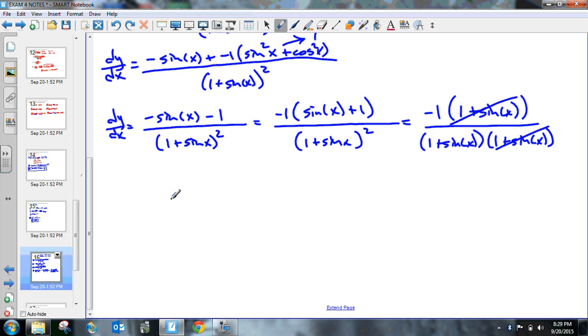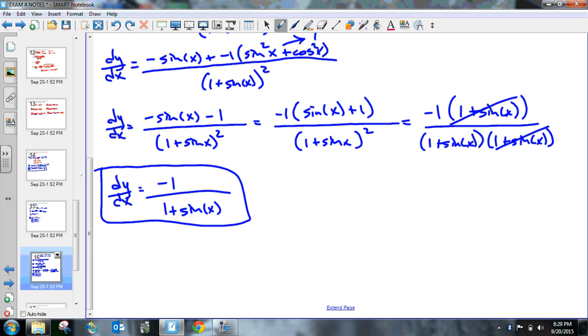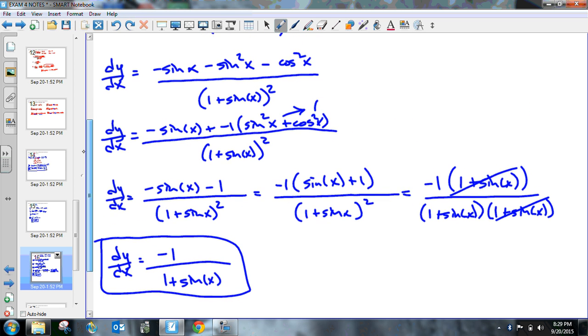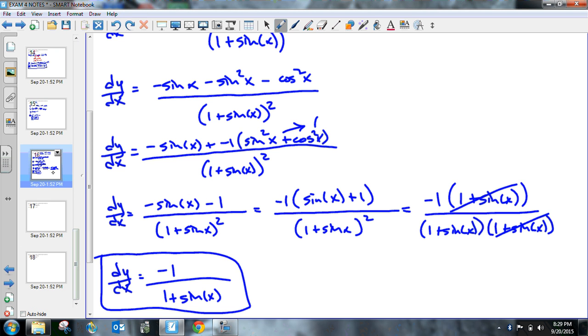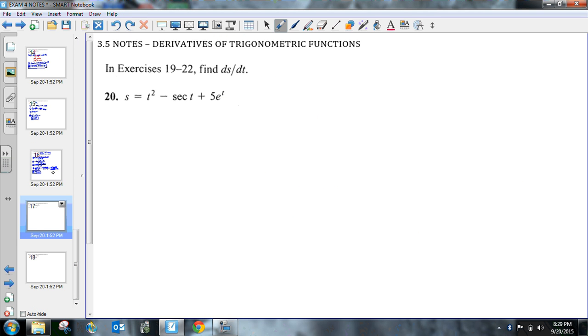So this does simplify down to something pretty useful. So then dy dx is going to be equal to negative 1 over 1 plus sine of x. Okay. Some of these will simplify down, guys, but there is no significant pattern with these. Let's go ahead and take a look at the next one, see what we get here.